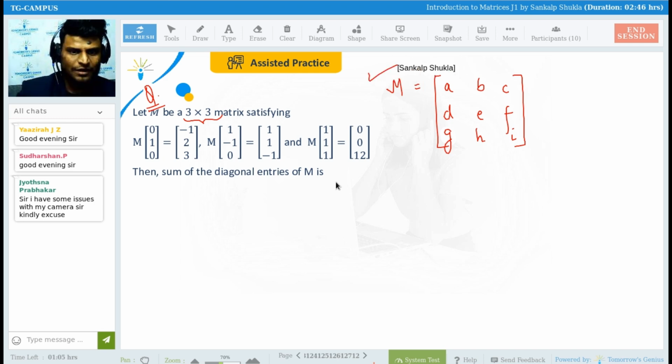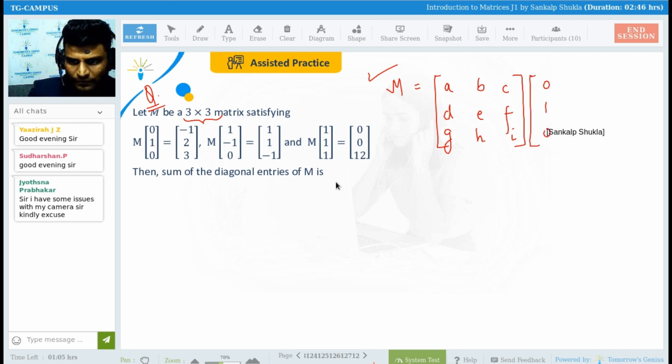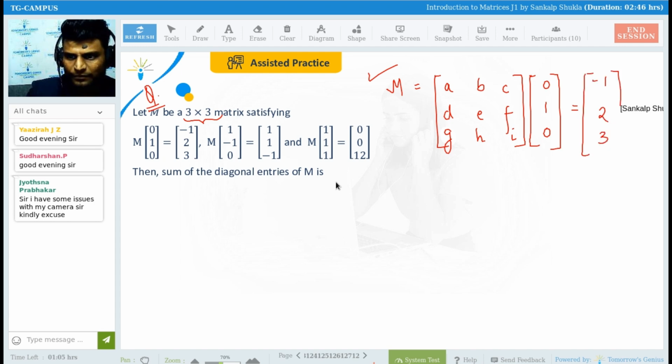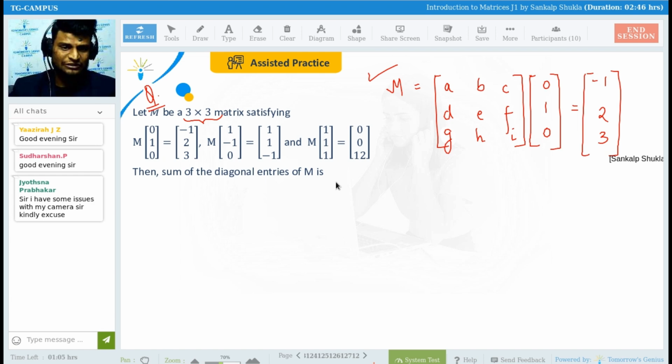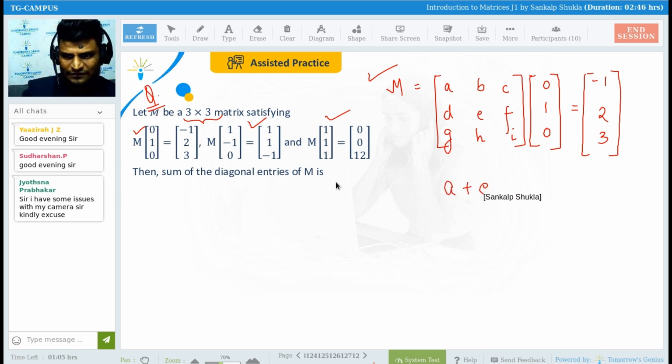This is my M. Now, if I multiply M by 0, 1, 0, the answer is going to be minus 1, 2, 3. So perform this multiplication and then compare. So first condition, second condition and third condition. After the execution of the 3 conditions, you will easily find the values of A, B, C, D, E, F, G, H, I. And then the answer will be A plus E plus I.